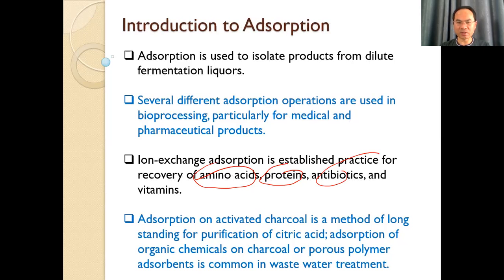And the most common adsorbent we all know is activated carbon or activated charcoal. This is the most common adsorption process. In bioprocessing, we use activated carbon to purify citric acid. We also use adsorption of organic chemicals with charcoal or polymer as the adsorbent to treat wastewater.